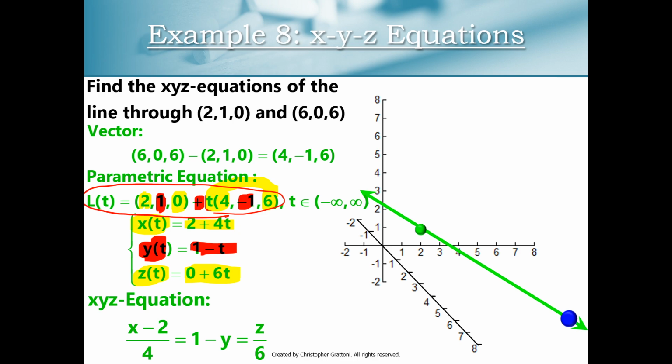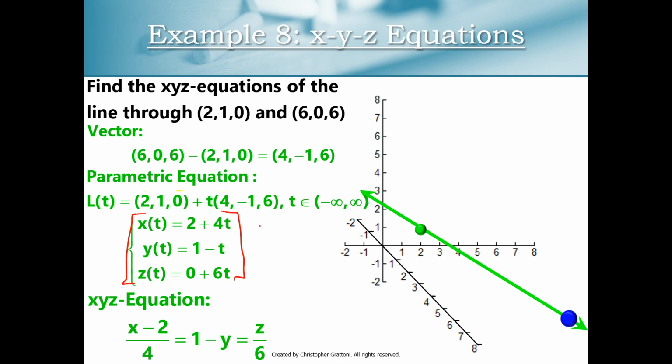Now, if you were taking a more traditional calculus course, one thing that you would see fairly frequently is writing the xyz equation of your line. Once you've threaded this out, like we could see on the screen here, we could take our x of t equals 2 plus 4t, and if you wanted to, you could solve this equation for t. No big deal. So you could say, okay, this is x minus 2 over 4 is equal to t.